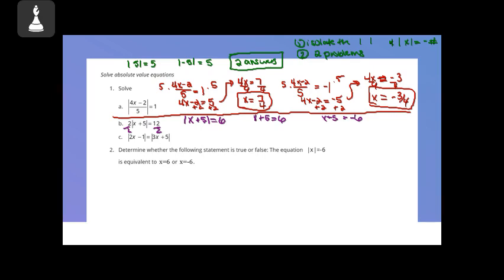I can double check that. 1 plus 5 is 6. The absolute value of 6 is 6, times by 2 is 12. Negative 11 plus 5 is negative 6. Absolute value of negative 6 is 6, times by 2 gives me 12.